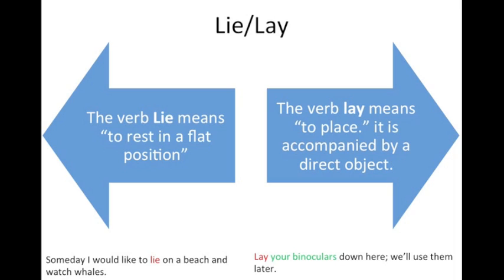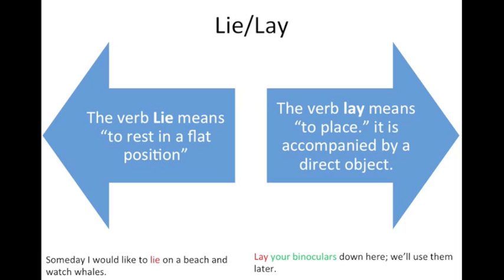The verb lie means to rest in a flat position, like you are going to lie down. Look at the example below. Someday I would like to lie on a beach and watch whales. This is a correct usage of the verb lie, which means to rest in a flat position.